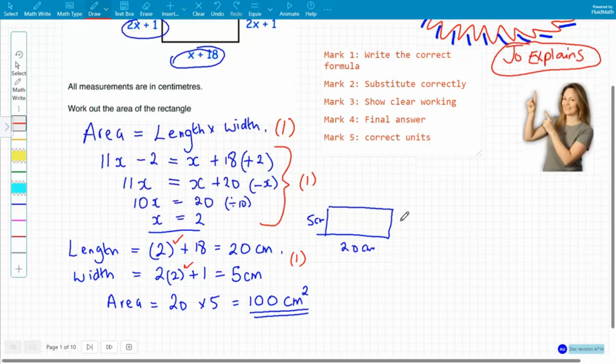My last mark was for the answer and for the unit, so I got a mark for both of those. So that adds up to 5 full marks. There we go. That's how you get full marks on that type of question.